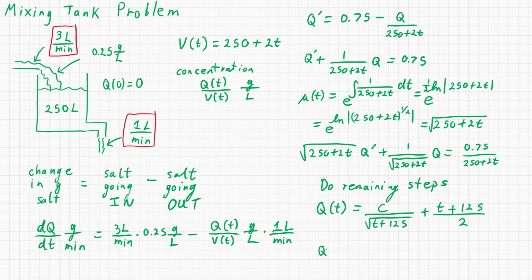So Q of t with the initial condition is going to be, this ends up being a negative number, so it's 1/2, so I get my 2 here, square root of t plus 125. On the top is negative 125 to the 3/2 power, and then you still have your plus t plus 125 over 2. I ran out of room, so I couldn't do all the remaining steps.